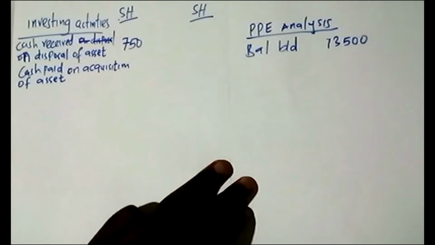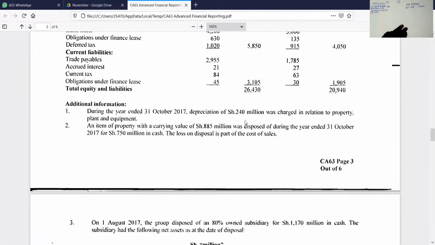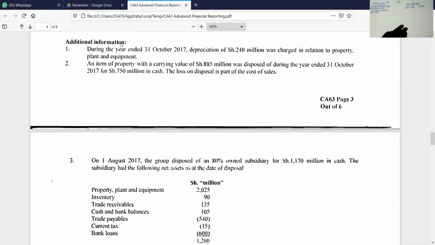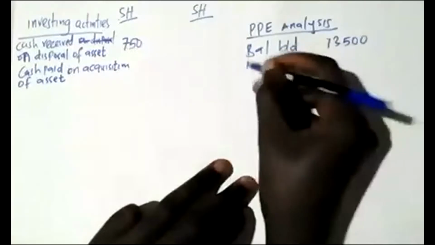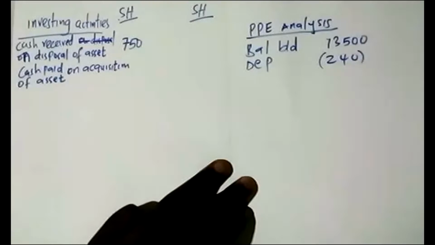We check anything which is affecting our property, plant and equipment. Remember that property, plant and equipment is all the tangible assets which have been aggregated. So I will check anything affecting my tangible long-term assets. Like now, note 1, there was a depreciation. Depreciation obviously is a tangible long-term asset which depreciates. So there's this element of depreciation of 240. You subtract that.